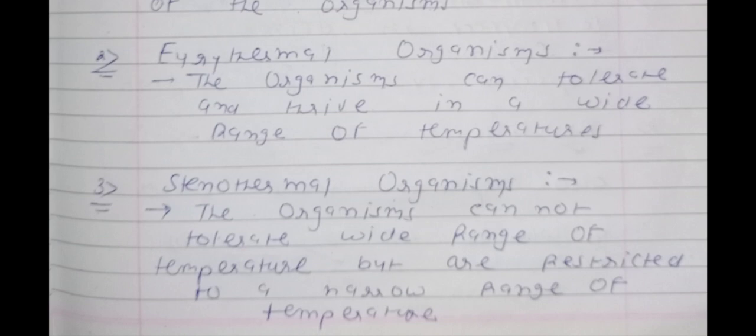So again, two definitions are there, eurythermal and stenothermal. You will remember eurythermal means able to survive in a wide range of temperature. Stenothermal means not able to survive in a wide range of temperature but able to survive in a narrow range of temperature. So this page is completed. Total 3 main points are there.